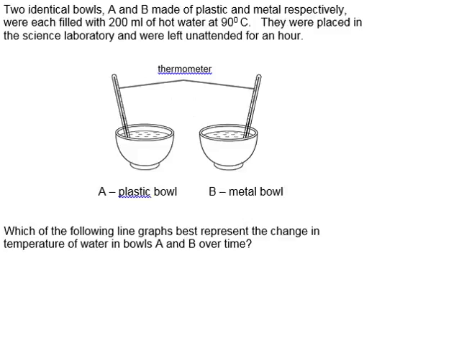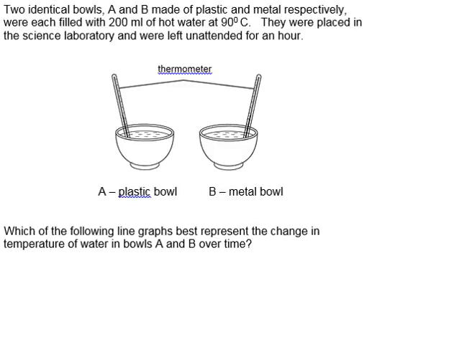Two identical bowls, A and B, made of plastic and metal respectively, were each filled with 200 ml of hot water at 90 degrees Celsius. So these are all clues that this question is about heat. All right, and because there's plastic and metal, it's about heat conductors as well. And they were placed in the science laboratory and were left unattended for an hour.